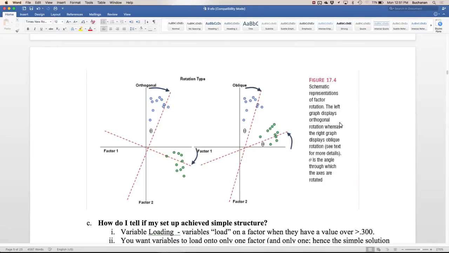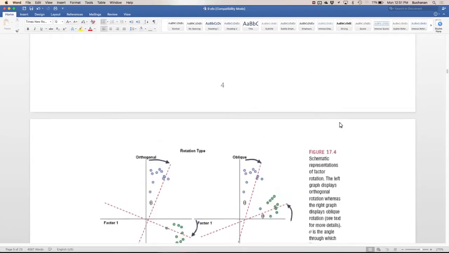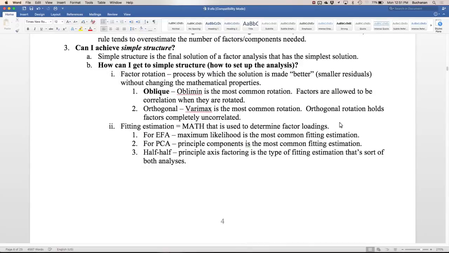So the orthogonal rotation here forces it to be at 90 degrees. It works okay. Right? The oblique rotation is not at 90 degrees, and it's going to work much better by capturing the question variance. So the short answer is don't ever do an orthogonal rotation. Ever. My statistics professor would be so proud of me.